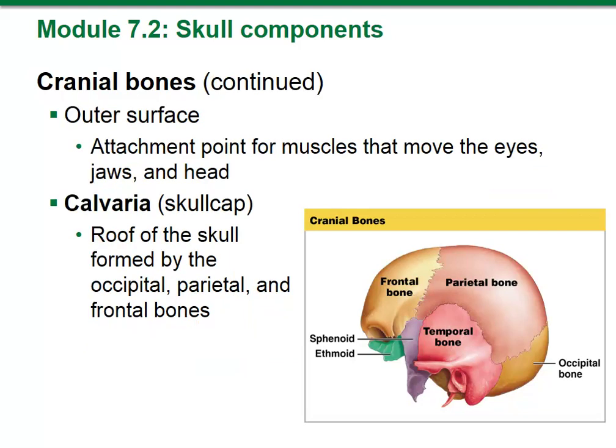The outer surface, these are attachment points for muscles that move eyes, jaws, and head. And then the skull cap or calvaria is the roof of the skull, and it's formed by the occipital, parietal, and the frontal bones.